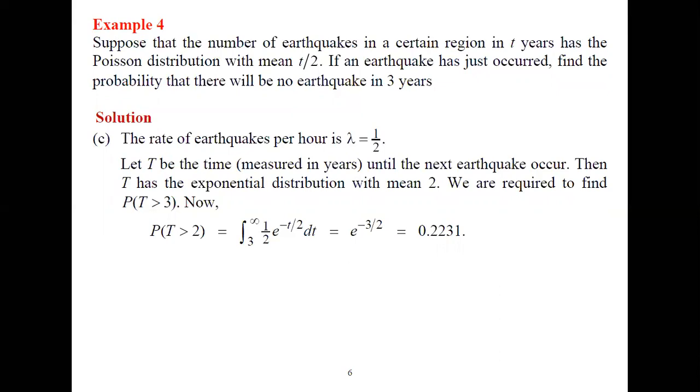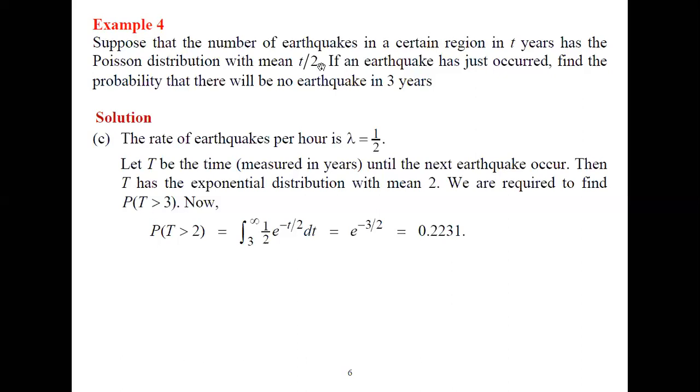So in 1 year, what will be the mean of the Poisson distribution? For T years, the mean is T over 2. For 4 years, the mean will be 4 over 2. For 5 years, the mean will be 5 over 2. For one year, the mean will be what? 1 over 2. Good. And always, the rate per unit time is the lambda.